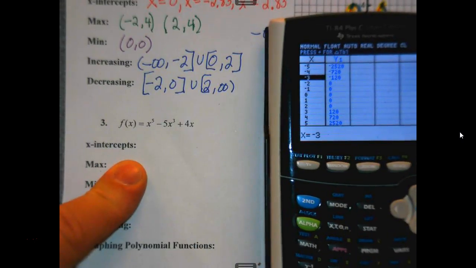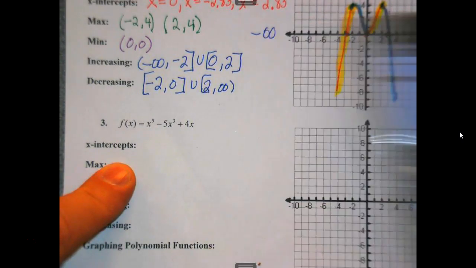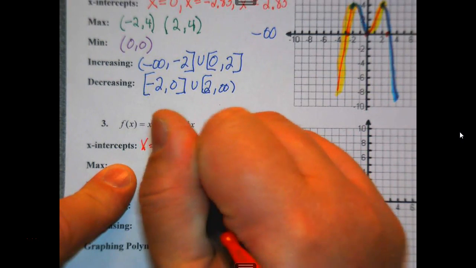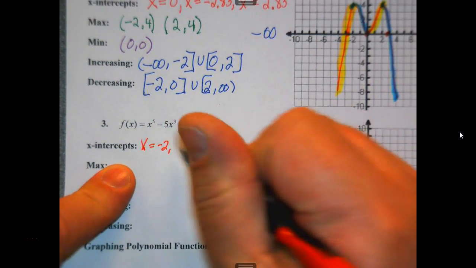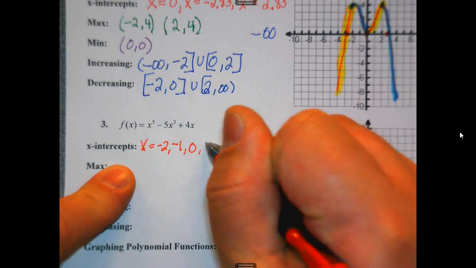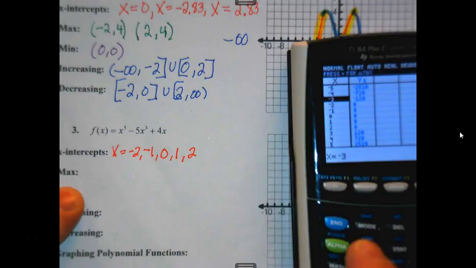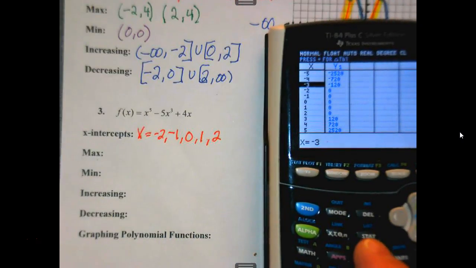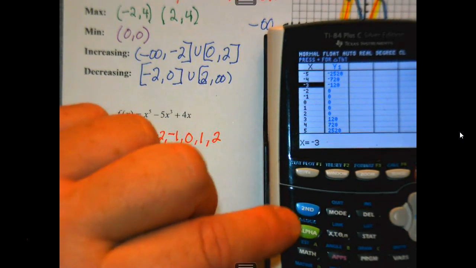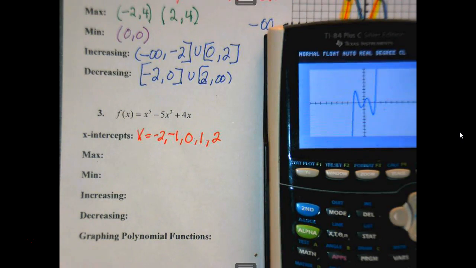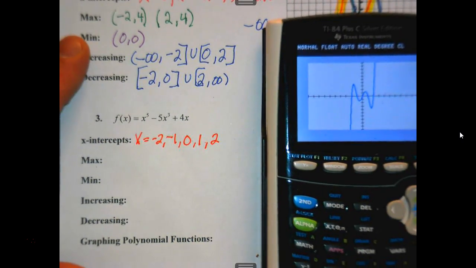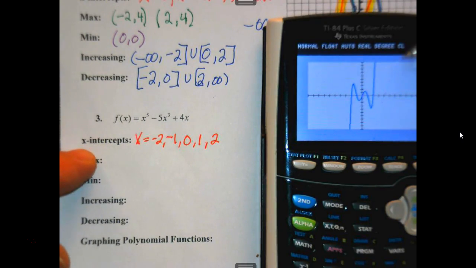So my x-intercepts: x equals -2, -1, 0, 1, and 2. Okay, now, next thing we need is our relative max. I want to make sure that you guys understand analyzing graphs. This was on your note packet from yesterday's notes. Okay, so how many maxes do I have? 2 of them. So I've got to find 2 of them.